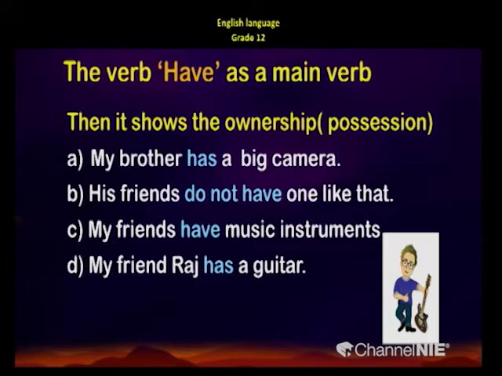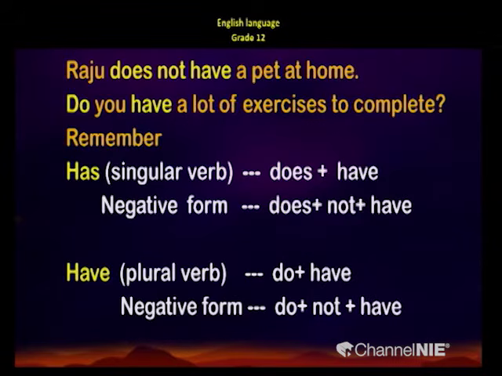So will you please help them make some negative sentences? Okay. Raju does not have a pet at home. Yes, Ms. Menon. Raju does not have a pet at home. Next one is a question. Do you have a lot of exercises to complete? That is how you form the question.